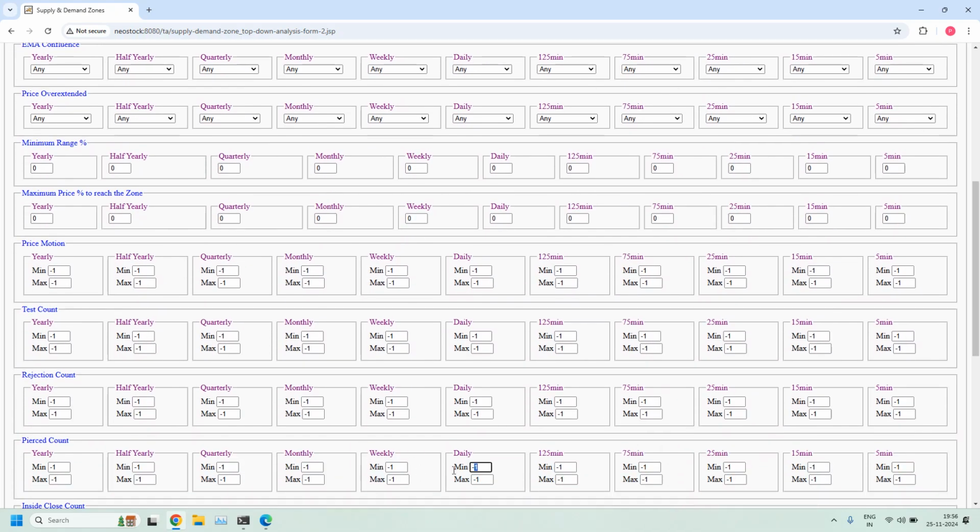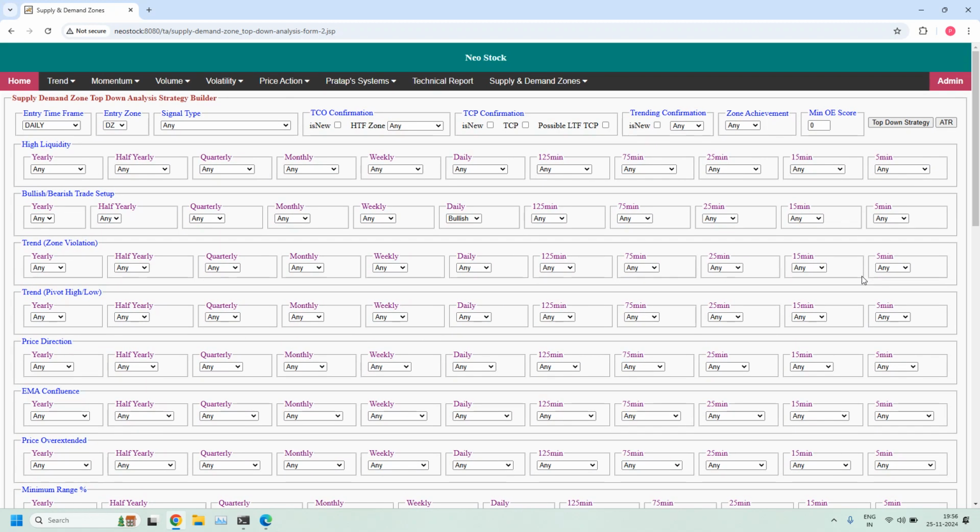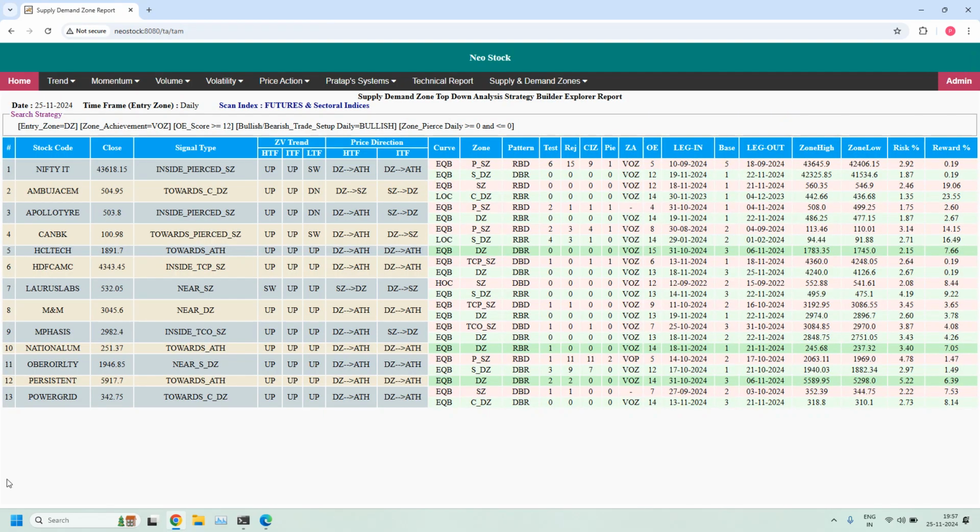So pierced count daily time frame, minimum value 0, maximum value 0. That means zone is not pierced. Zone achievement violated opposing zone, minimum odd enhances score 12. All filters are applied to daily demand zone. Let's filter the stocks. We got 13 stocks filtered supporting bullish trade setup for monthly income trade.